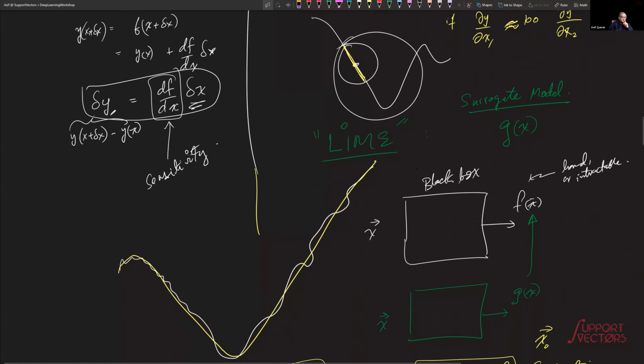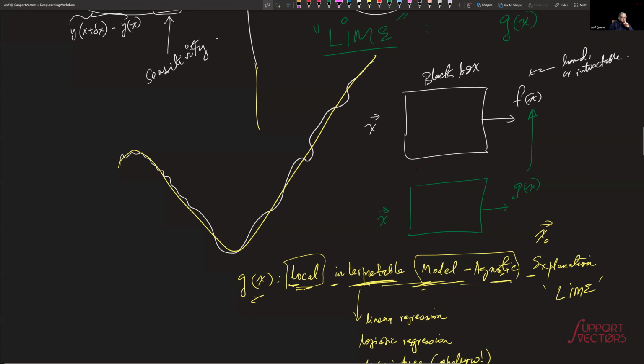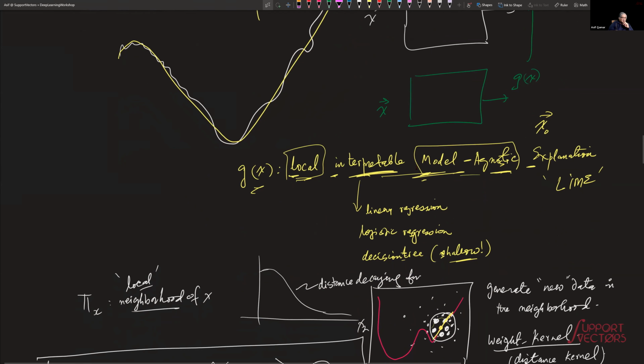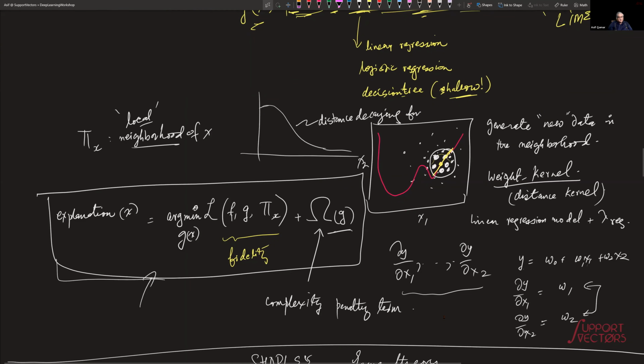Then we talked about LIME, which says we are not going to make global surrogate models. We're going to make just local surrogate models, right? And the explanation is the g. The original model is the f(x) that you're trying to create a surrogate for. And you keep it interpretable by using simple things: linear regression, logistic regression, simple decision trees, right? And so you're saying that given a point x, in the neighborhood of x you can have a simple explanation.